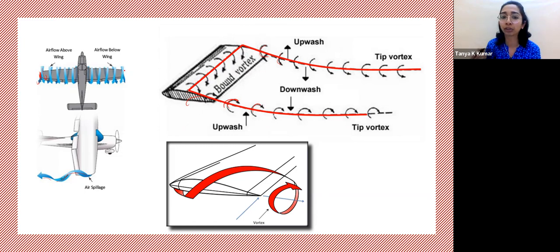There are no vortices for an airfoil. If there are no vortices for an airfoil, there is no induced drag. What is induced drag? Because of this interaction and because of the generation of this vortice, there is a change in the angle of attack. The angle of attack at the tip effectively changes.